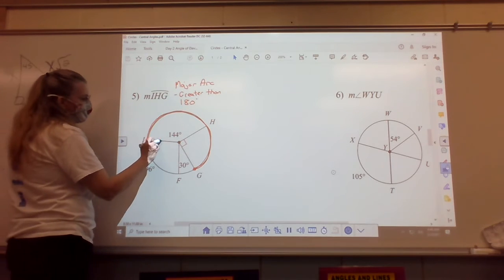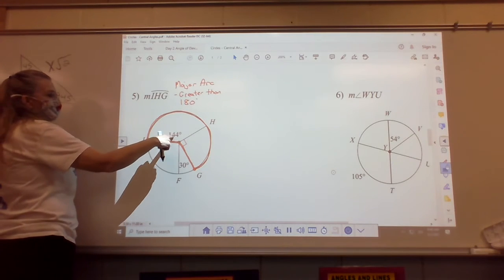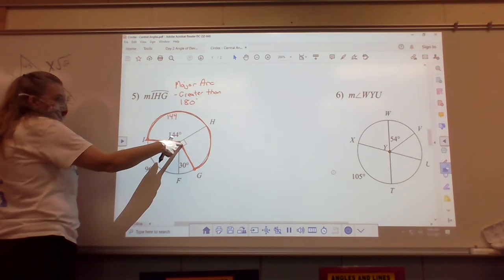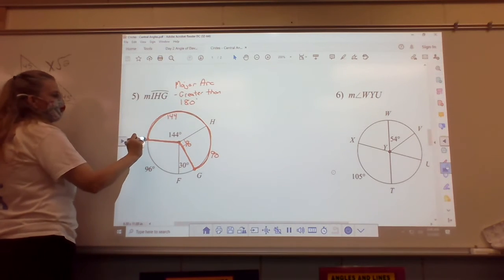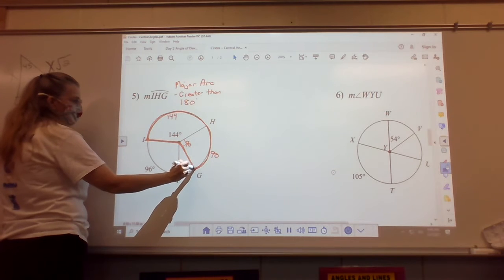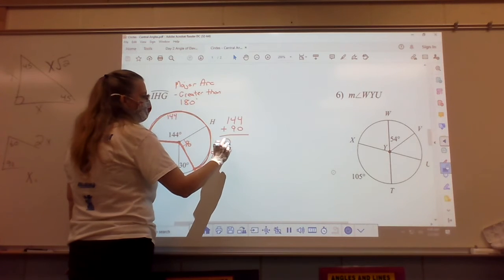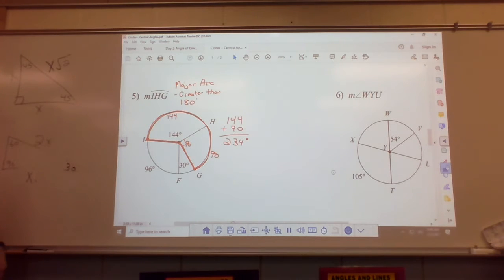So basically, I'm looking at this piece of the pie, a giant piece of the pie. Well, this is 144, so I know this is 144. That box means what? 90. So this is 90. So what can I do to find all the way from I to G through H? Just add them together. And I get 234. If it's not over 180, it's not a major arc, it's a minor arc. And I don't need to put 3 letters, because they don't need to say that you're going the long way around.